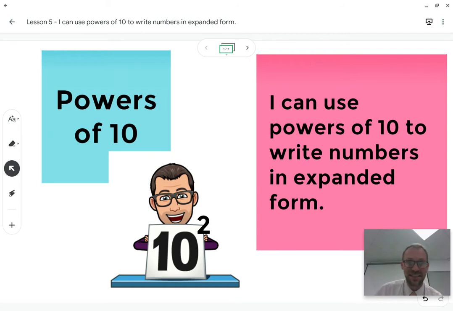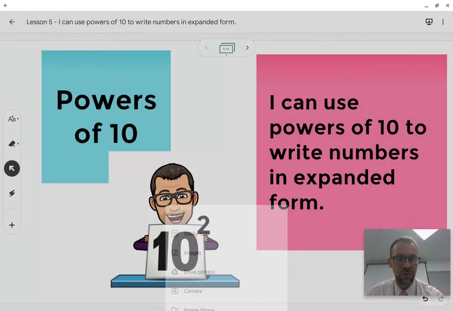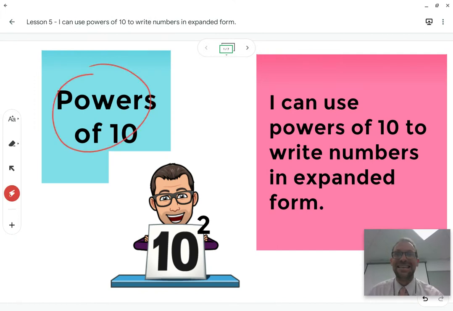So today's lesson is on powers of 10. Today's lesson is a continuation of yesterday's. Today's learning target is: I can use powers of 10 to write numbers in expanded form.